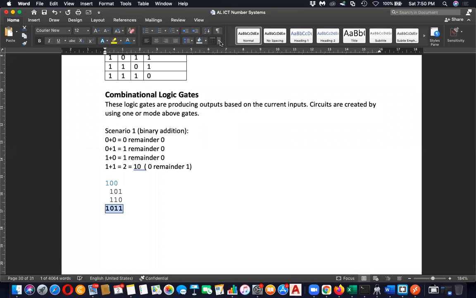Understood or not? Binary addition. Understood? Yes, sir. Okay. So those who have not understood, please ask, then I can explain again.